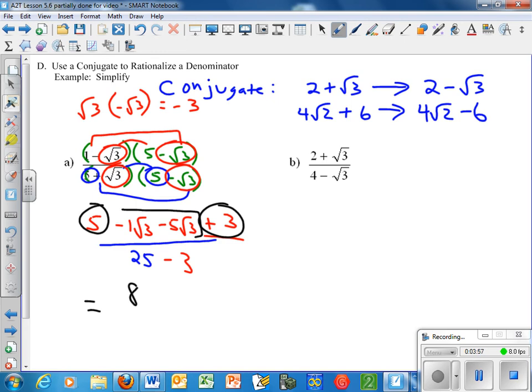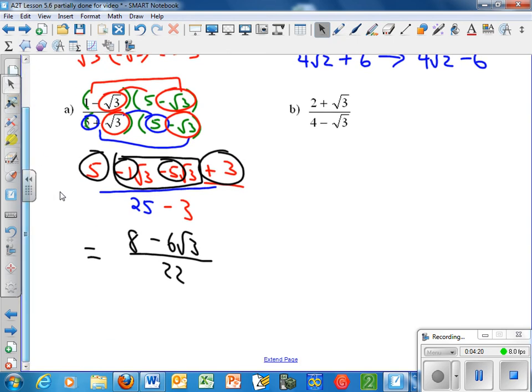I'm going to put negative 1 square root 3 and negative 5 square root 3, which is minus 6 square root 3. Remember, it stays square root 3 when you combine them. So you just combine your coefficients of negative 1 and negative 5, all over 25 minus 3, which is 22. All right, when you get down to this step, now you have to check to see if you can reduce. Sometimes you can, sometimes you can't.